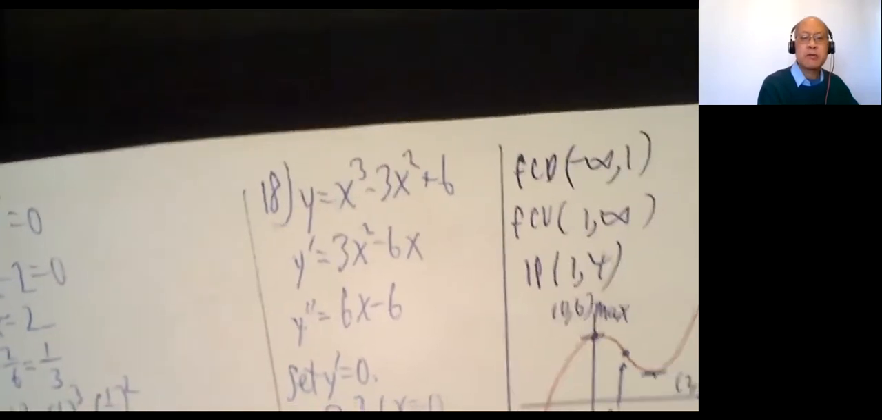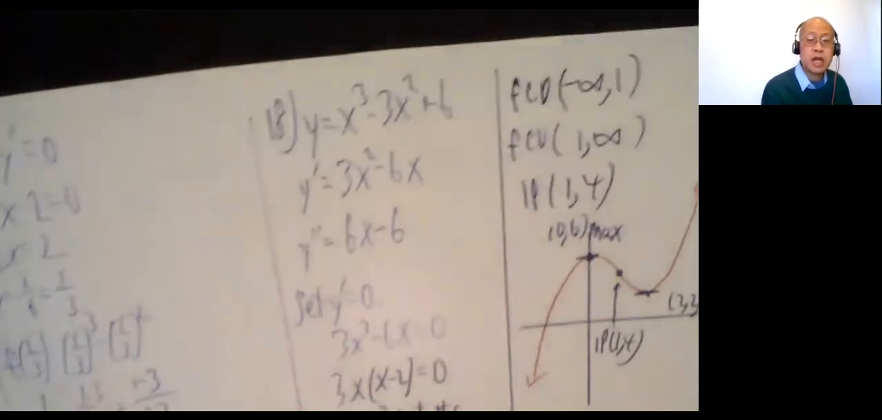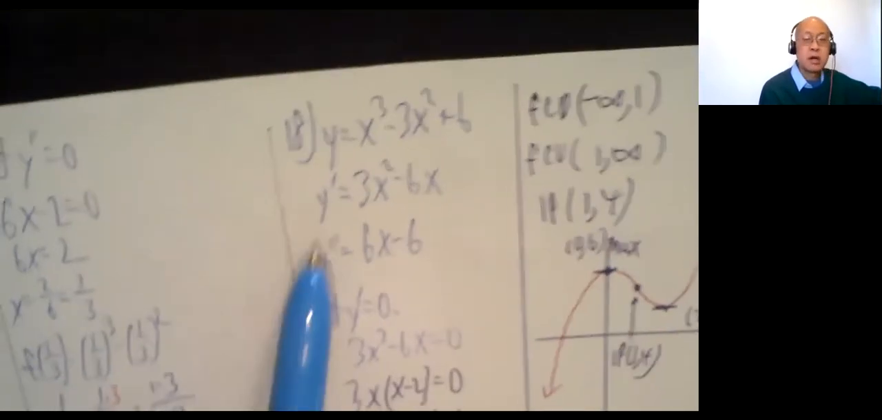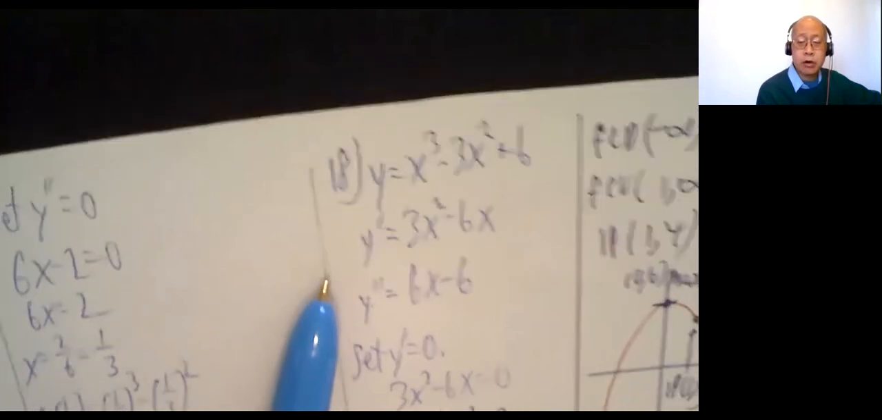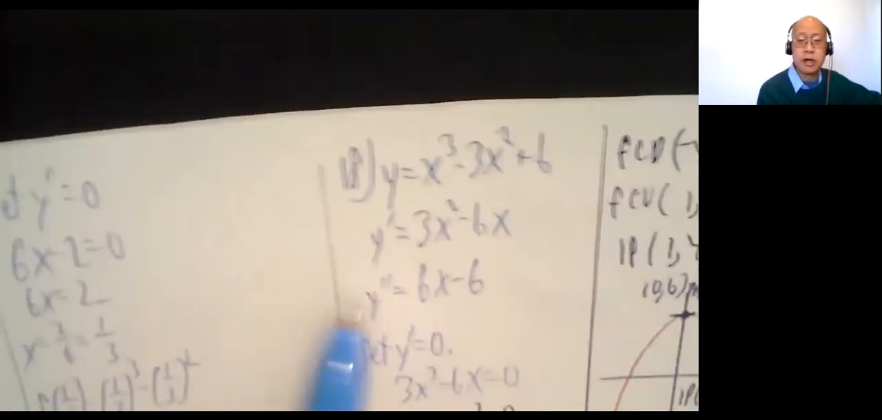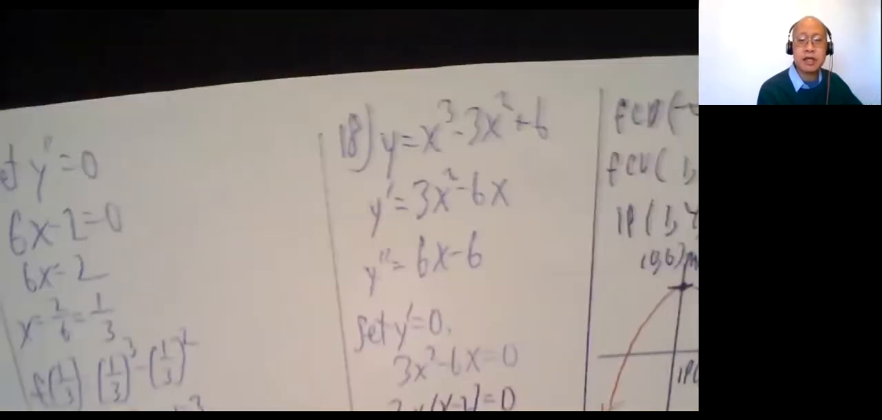All right. Okay, so next one I was going to show you was 18. x cubed minus 3x squared plus 6. All right, so same thing, take two derivatives. Y prime, 3x squared minus 6x. All the first derivative analysis is exactly like last time. So that's old hat for you, and your quiz will be that. So we're kind of preparing for the quiz also. Second derivative, 6x minus 6.